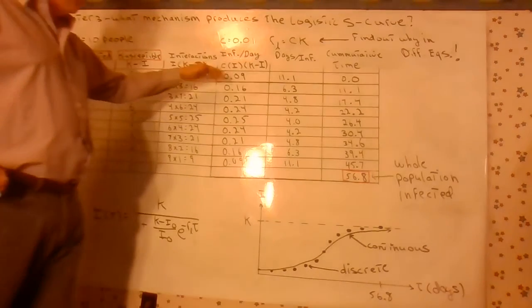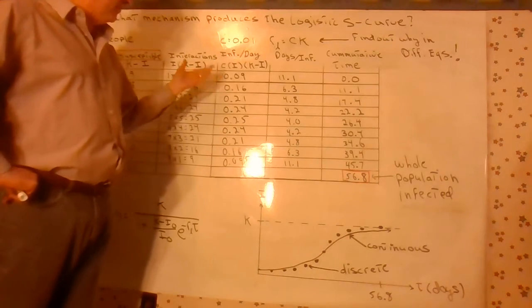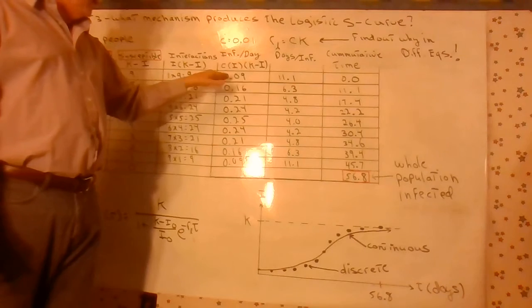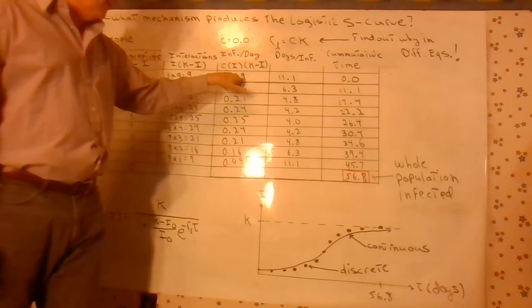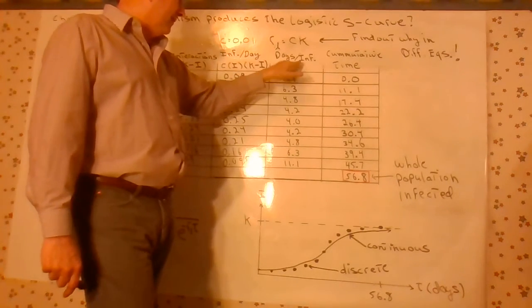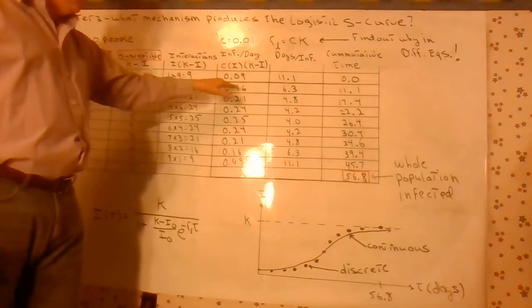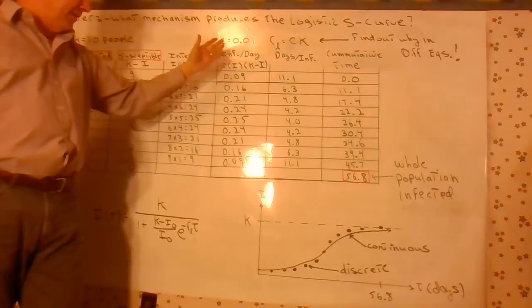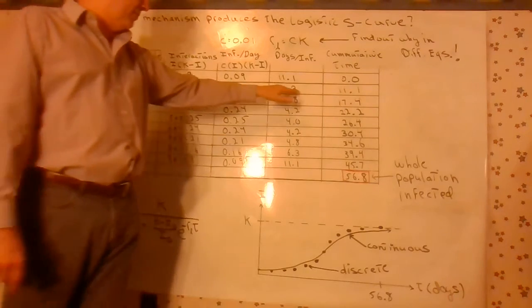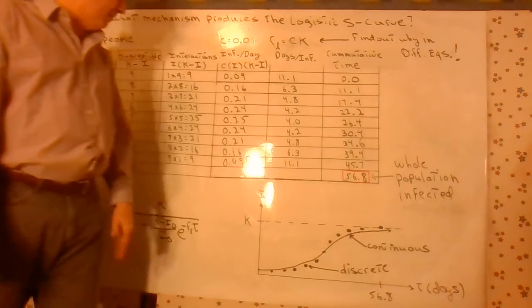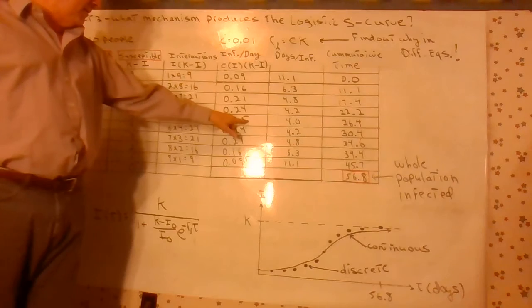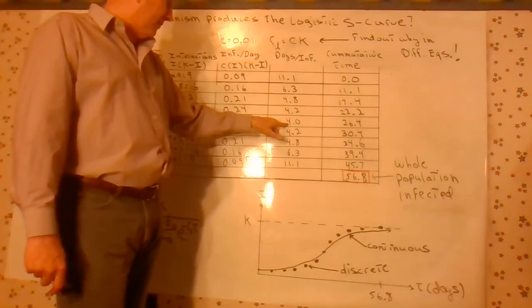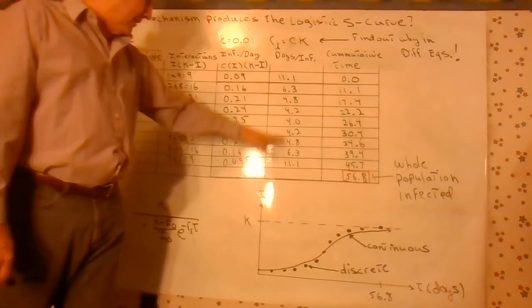Now, if you take the reciprocal on a calculator, you can use the 1 over x key. 1 divided by 0.09 is about 11.1 days per infection. 0.16, you can use the 1 divided by x key again. You get 6.3 days per infection. And of course, in the middle, 0.25, reciprocal is 4, and then it stretches out again.